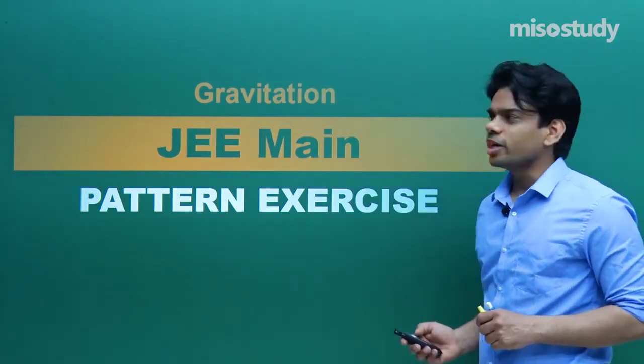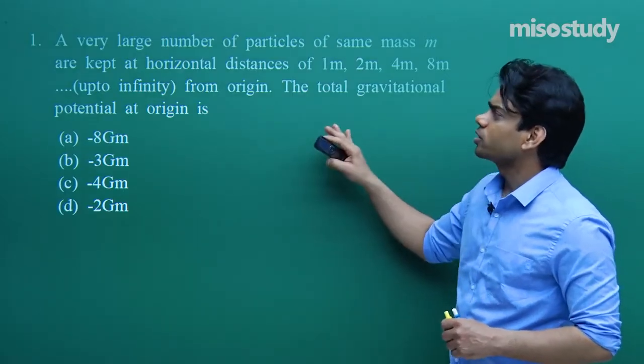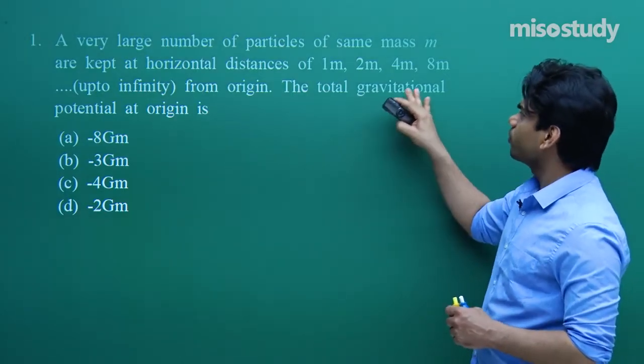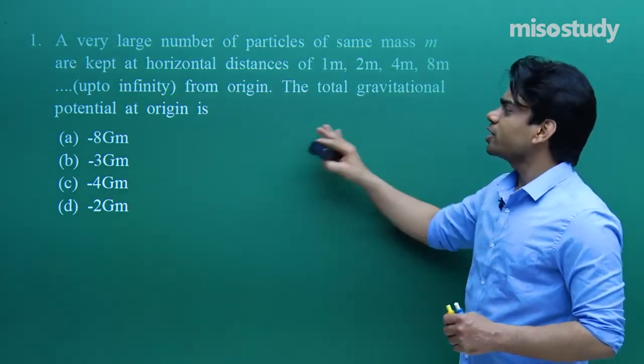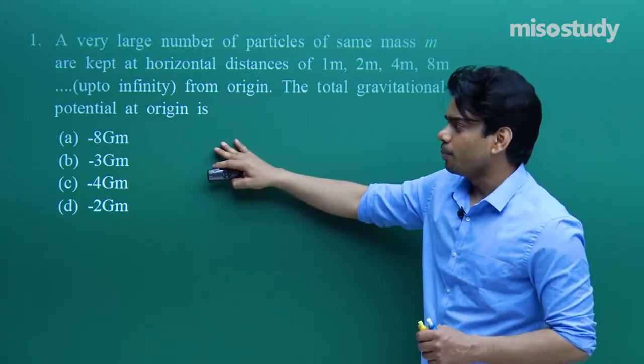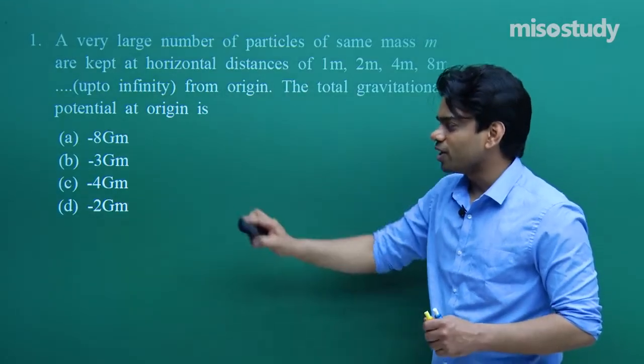Let's go with the first question of the day. A very large number of particles of the same mass m are kept at horizontal distances of 1 meter, 2 meter, 4 meter, 8 meter up to infinity from the origin. The total gravitational potential at the origin is: A) -8 Gm, B) -3 Gm, C) -4 Gm, D) -2 Gm.